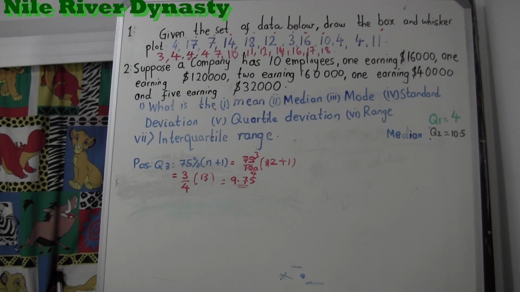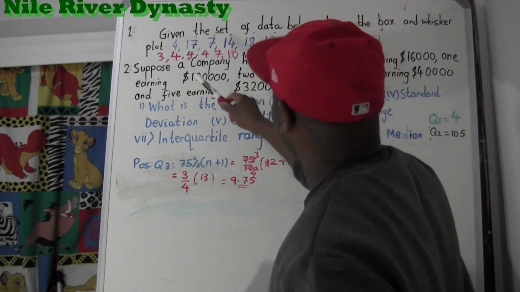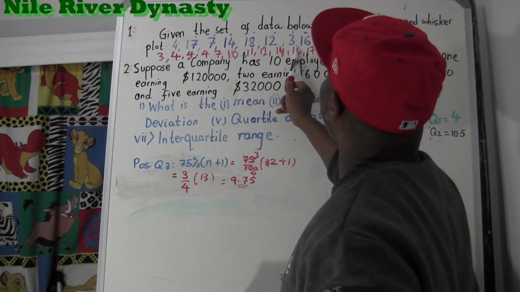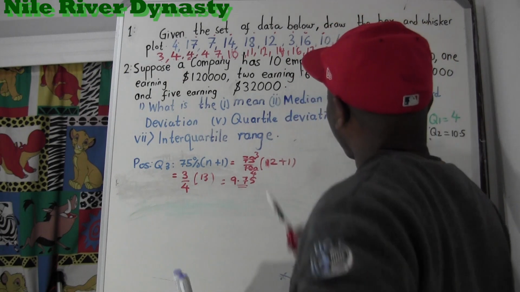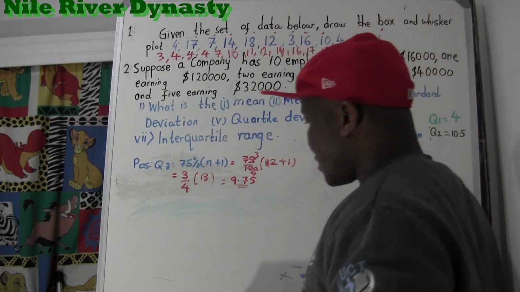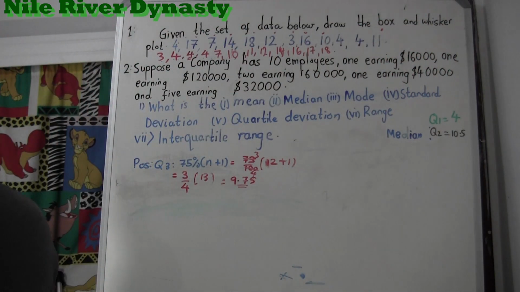Okay. So what is quartile 3? We say 9.75, right? 9.75. Let's go: 1, 2, 3, 4, 5, 6, 7, 8, 9, 10. Okay, so 9.75 is closer to this, close to 16. You know what I'm saying? It's very close to 16.